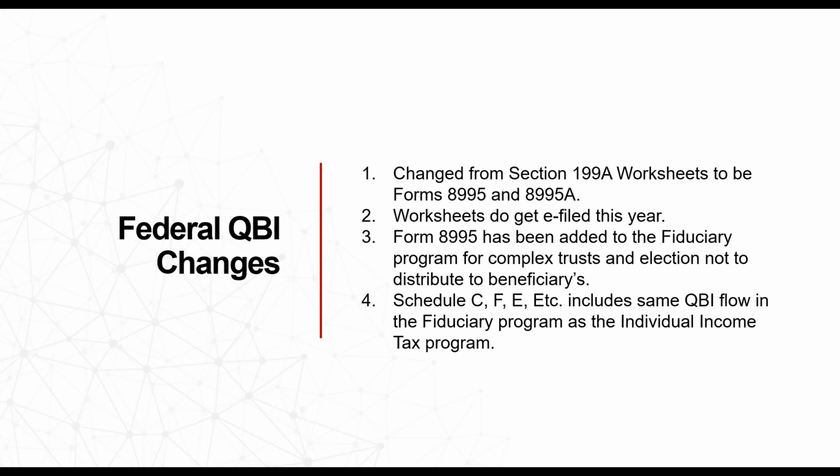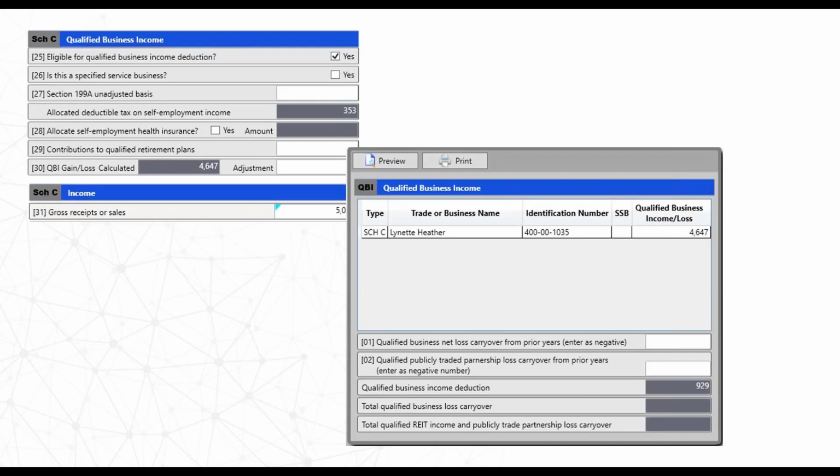And you'll see that right on the front page of the 1041. And to match that, we basically took what we had in the 1040 system and put it in the 1041 system as far as the Schedule C, F, and E. It's going to include basically the same flow as the 1040 program. And here's a screen of what that will look like.